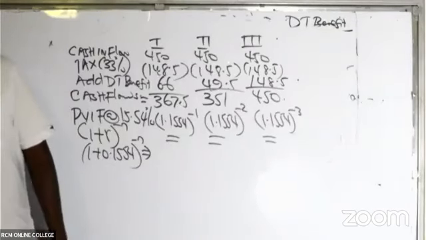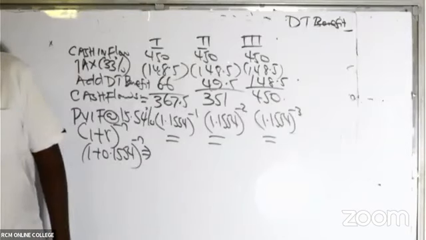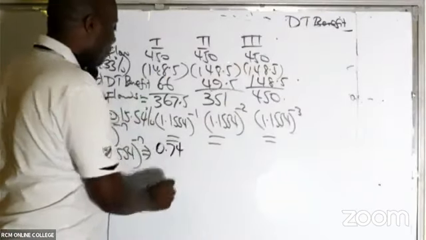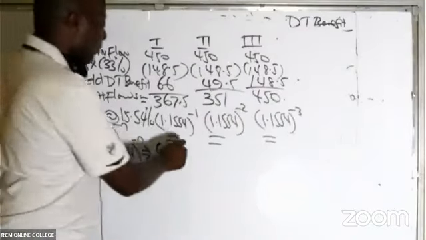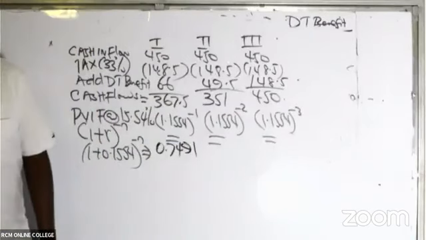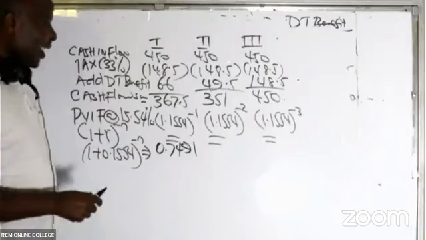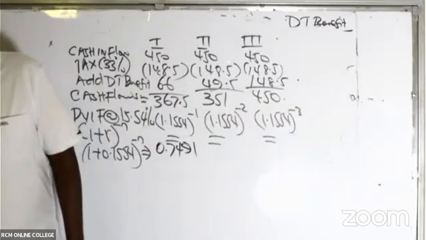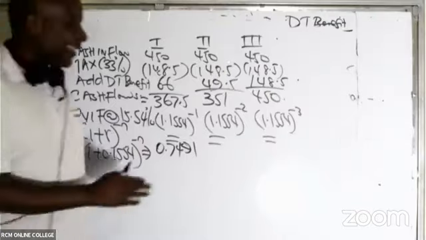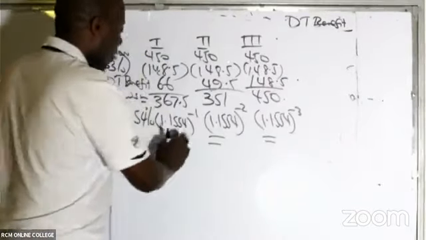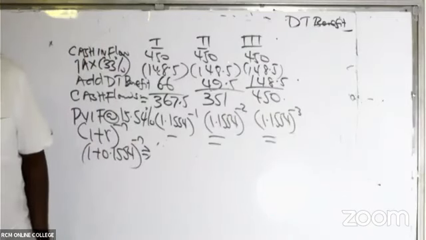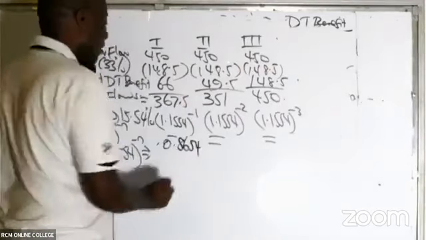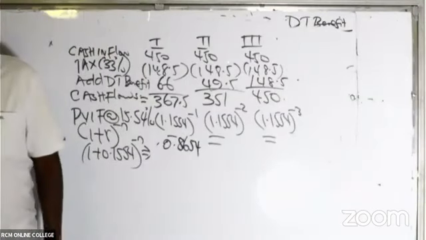So the first one here is 0.7491, 0.7491. The second is 0.6483. That is wrong. The first one is wrong. Let us start with the correct one now. The very first one is 0.8654. That is the very first. Let's go to the second now.